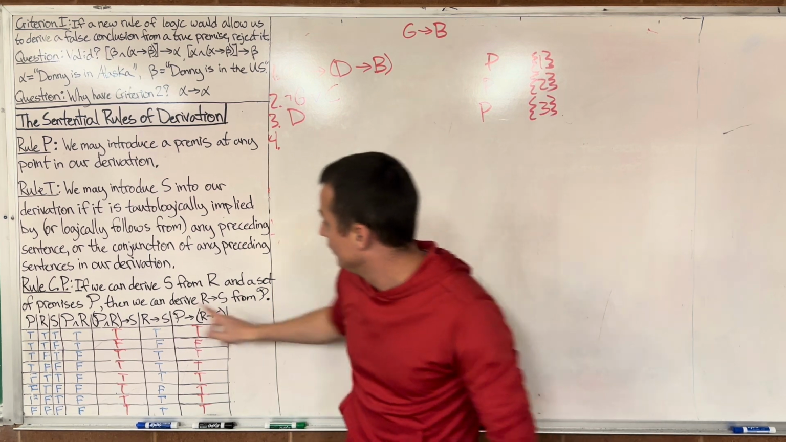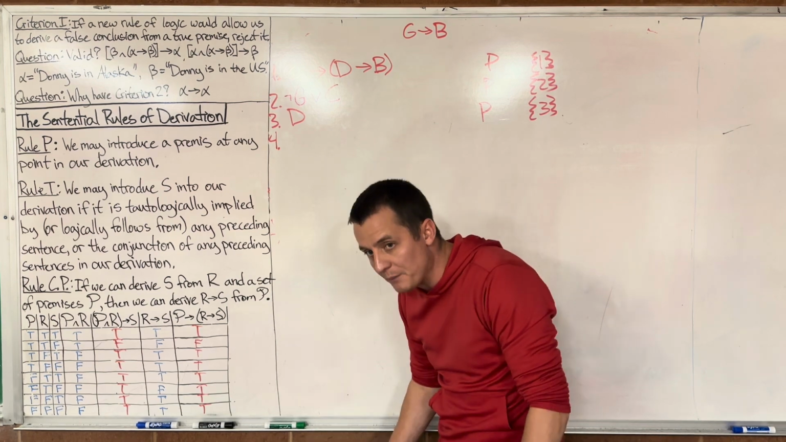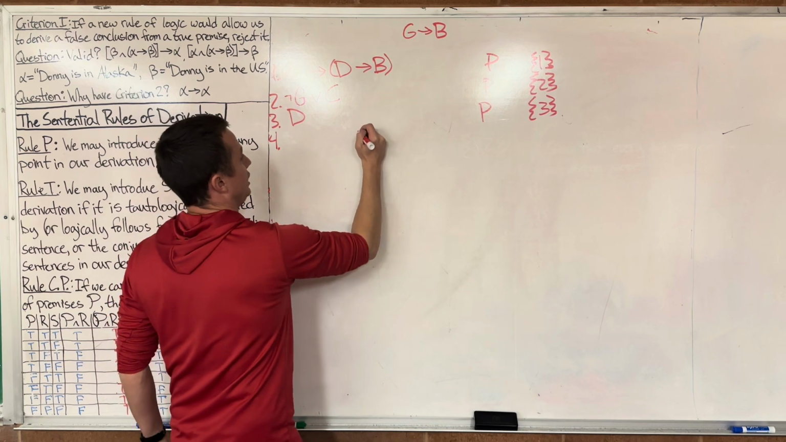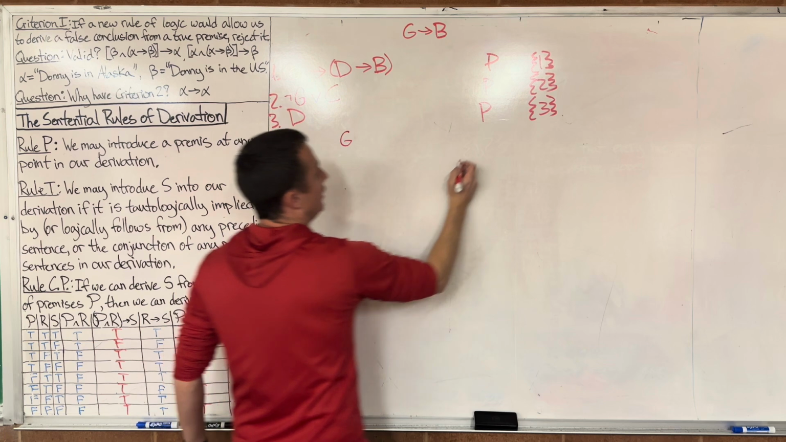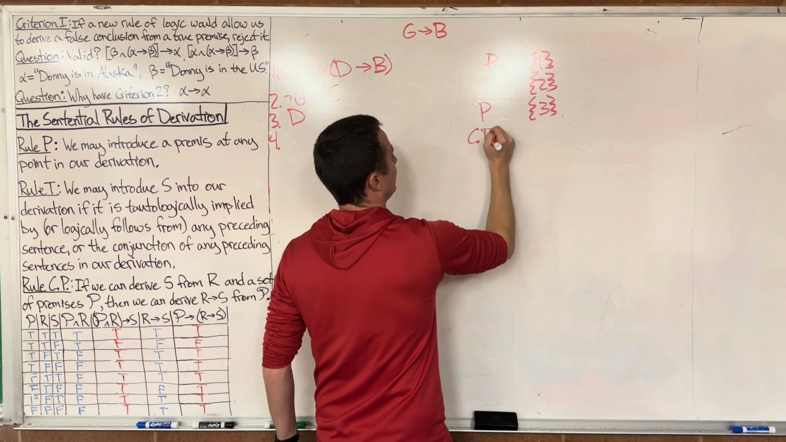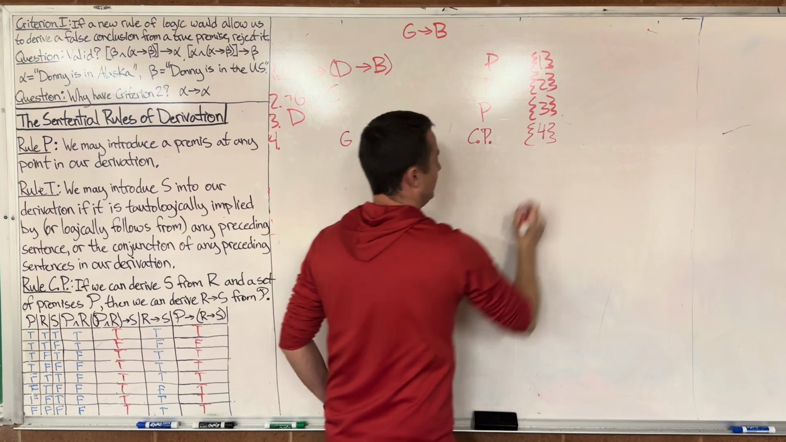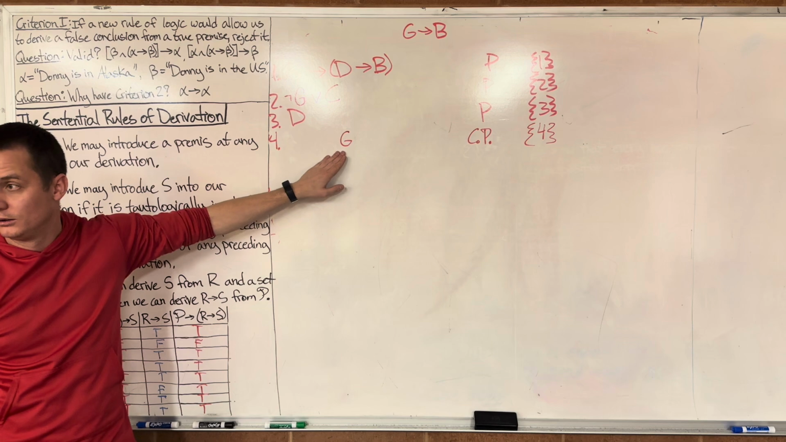And so now, here's how we use this rule of conditional premises. CP for conditional premise. I'm going to introduce as a premise G right here. We indent it. I'm using rule CP. This is a conditional premise. And now it is dependent upon 4 for its validity. Good so far?